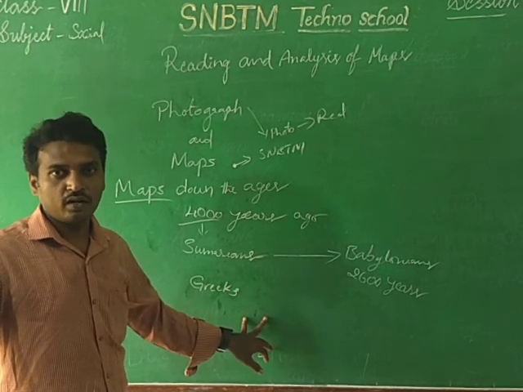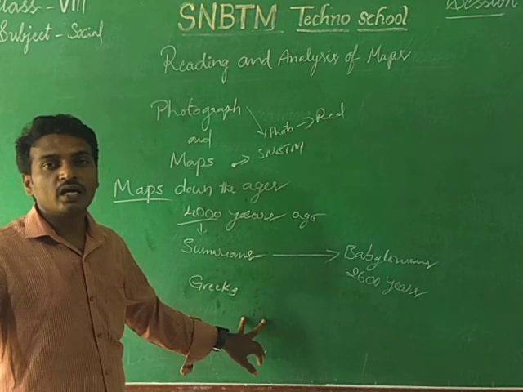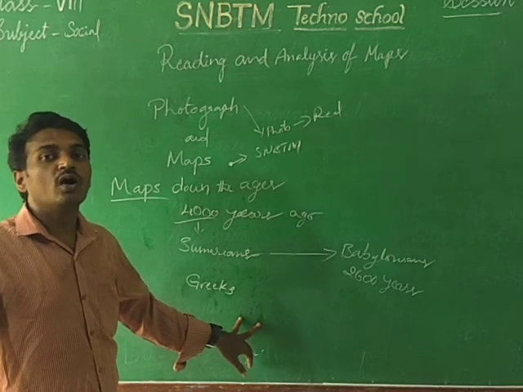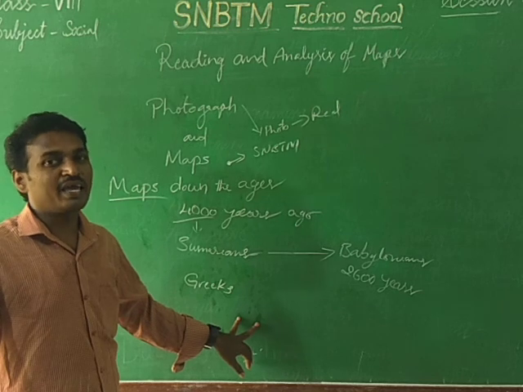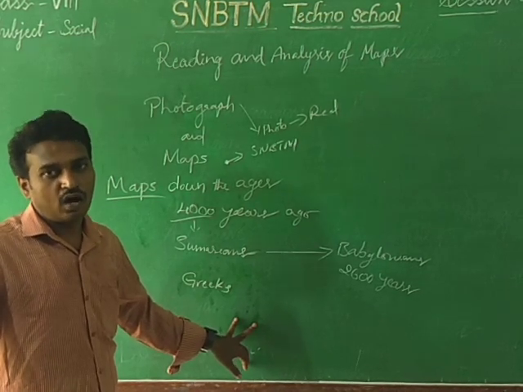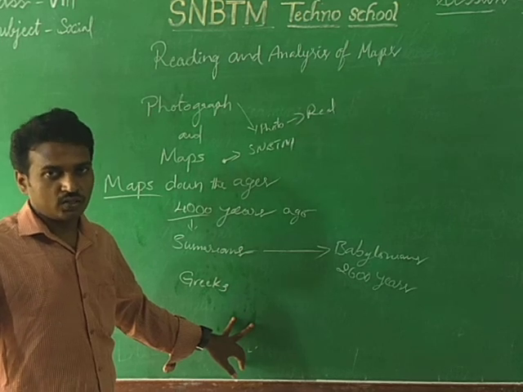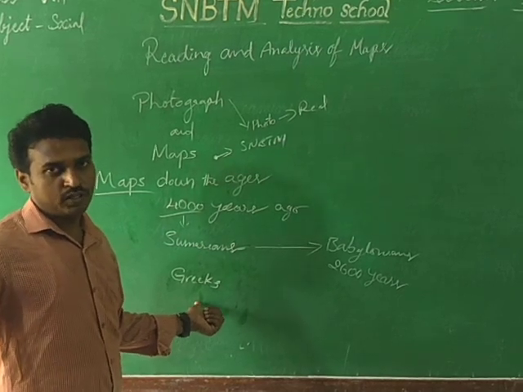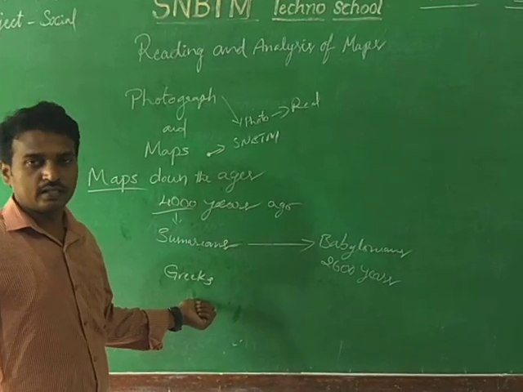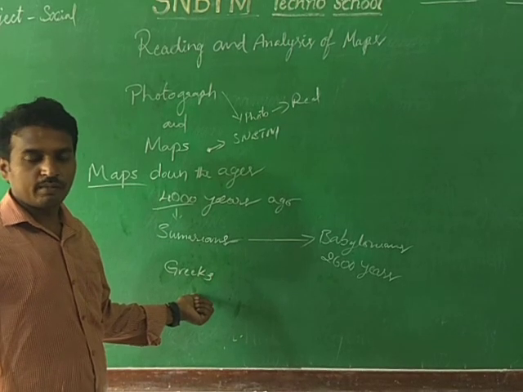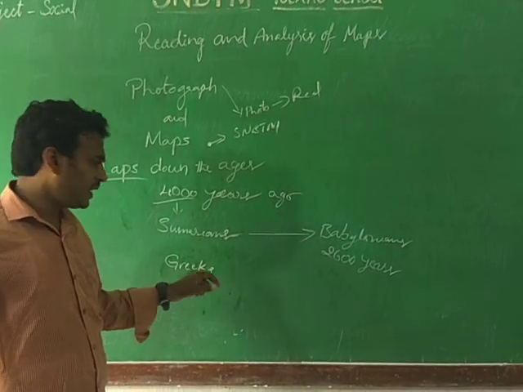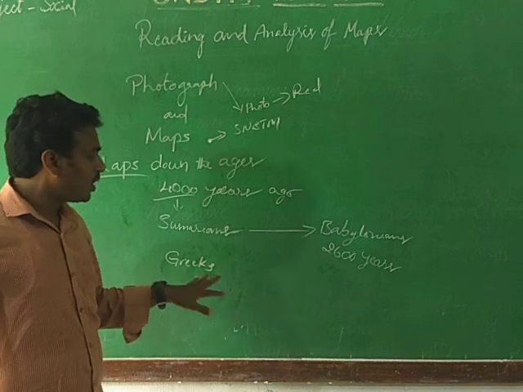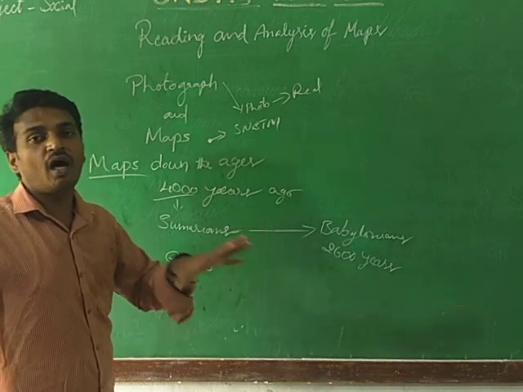How did they prepare them? By arranging the places from north to south and east to west. In that direction, they also prepared some maps, the Greeks. Getting my point? Understanding?